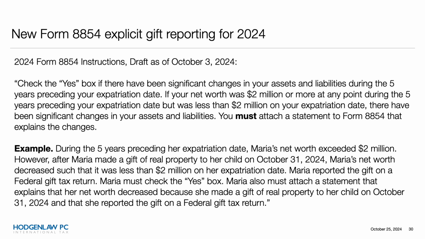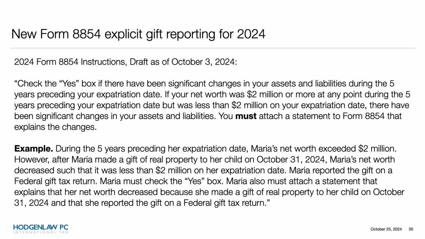And as I said, there's a little bit of guidance, so here's what the form instructions say. Check the yes box if there have been significant changes in your assets and liabilities during the 5 years preceding your expatriation date. If your net worth was $2 million or more at any point during the 5 years preceding your expatriation date, but was less than $2 million on your expatriation date, there have been significant changes in your assets and liabilities. You must attach a statement to Form 8854 that explains the changes.